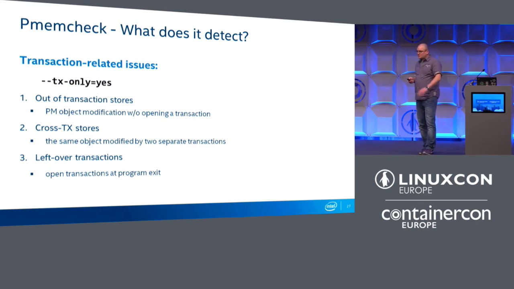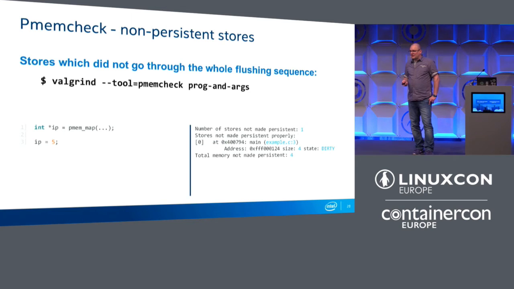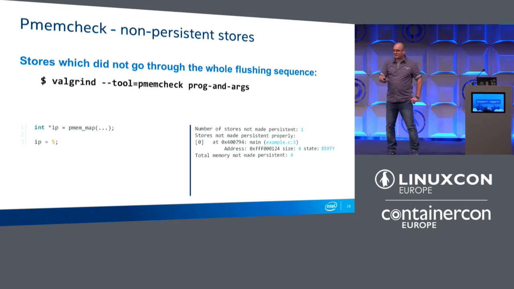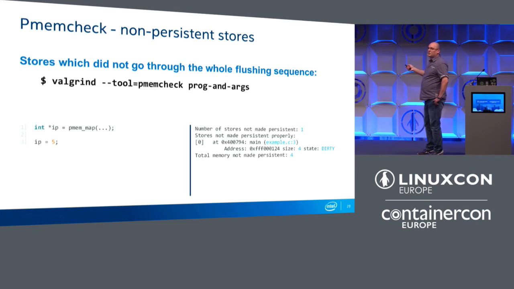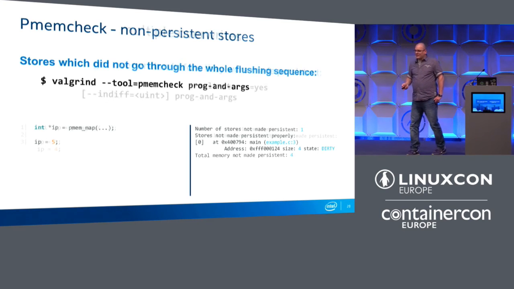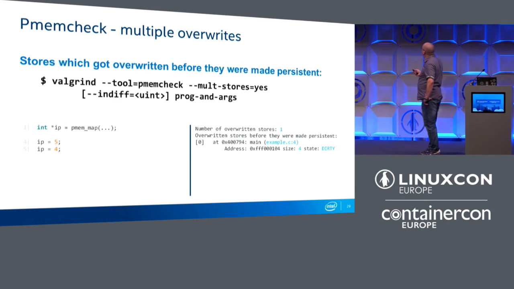It also provides some support for transactions. I will talk about it in detail on the next slides. Here is an example of the output of Pmemcheck if you run it with some basic arguments, and you have a store to this variable, but there is no flush. When the program terminates, the output would be like that: you have a store that was not made persistent properly. Another example: you have a double store to the same location without a flush in between. So again, an overwritten store.